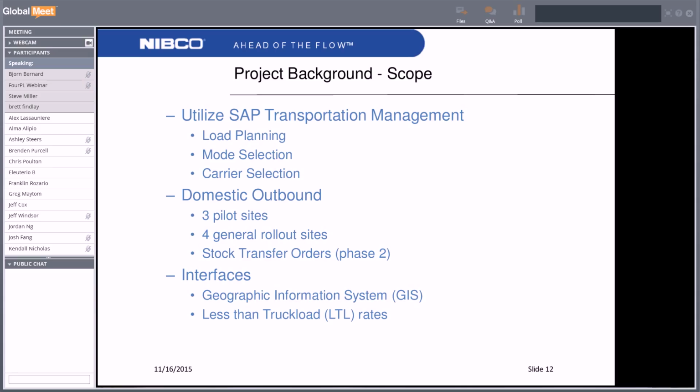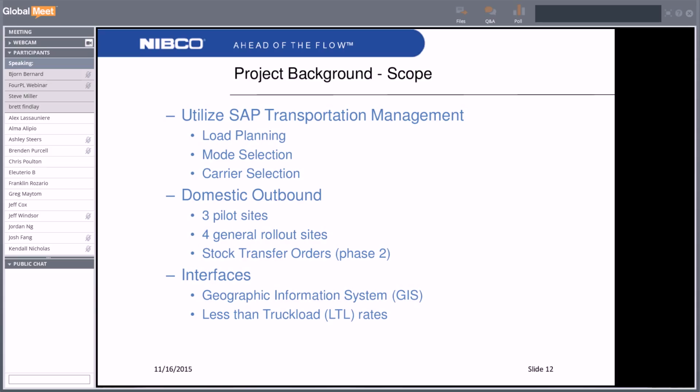For the 3 pilot sites, we chose facilities that segmented our domestic demand, wholesale versus retail customers, as well as products by commodity, so plastic versus metal, and shipment types, primarily LTL versus primarily consolidated full truckload shipments. So we wanted to be able to span the business with those 3 sites.